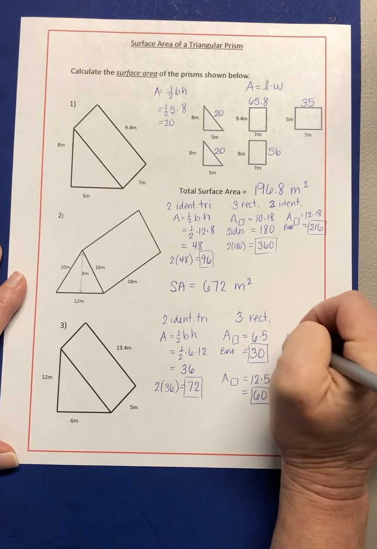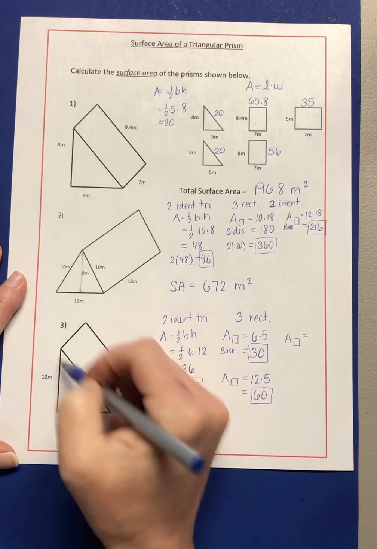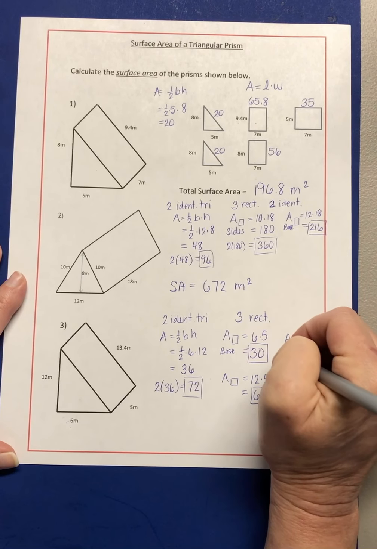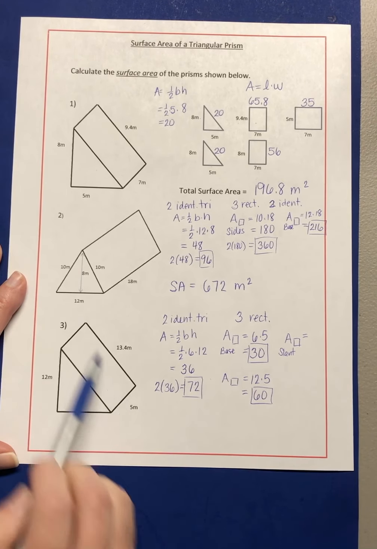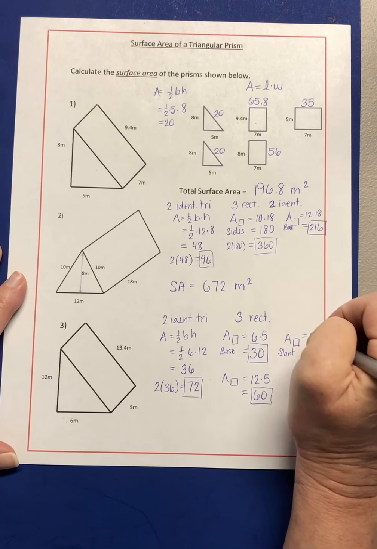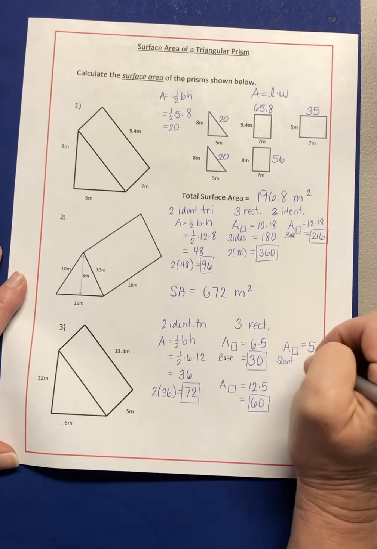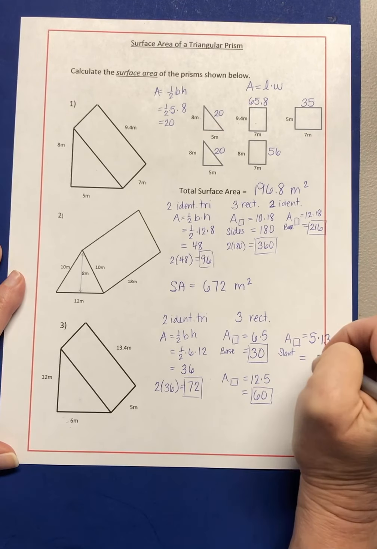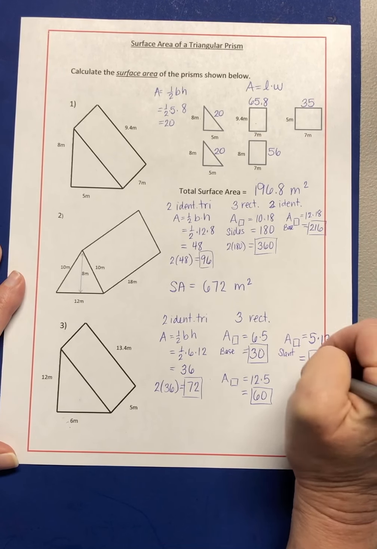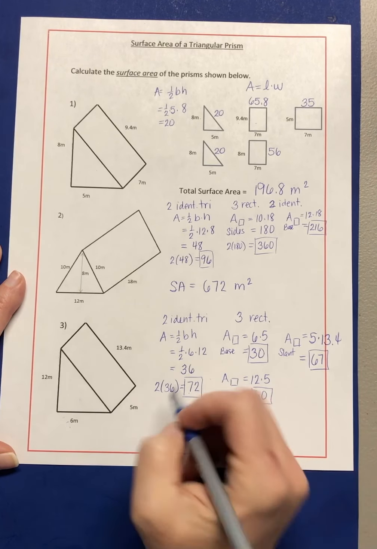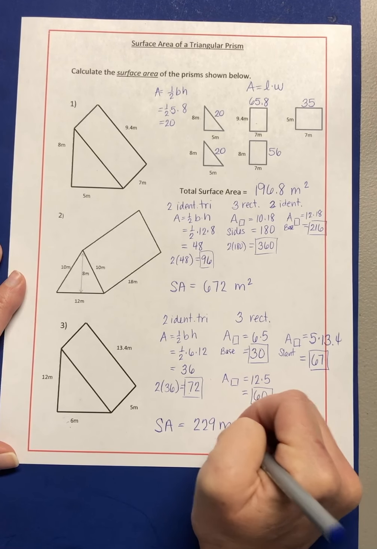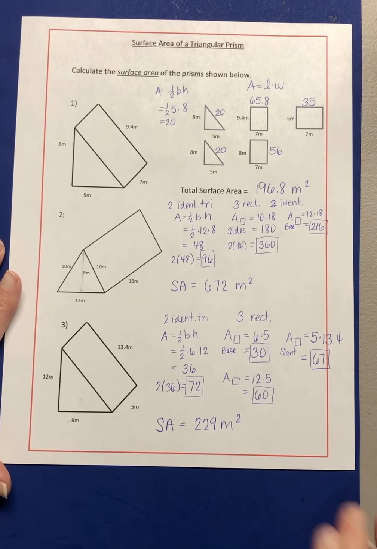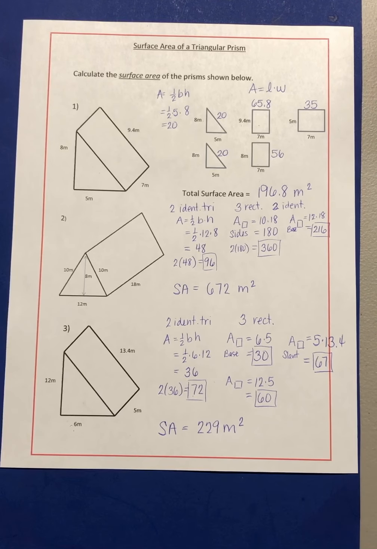Okay, and then my last rectangle, I'm going to call it kind of like the slant part there, however you want to think about that. But that's going to be a 5 and a 13.4. So I'm going to be multiplying 5 times 13.4. And if I multiply that together, that's going to give us a 67. So if we add these numbers together, our overall surface area is going to give us 229 meters squared. Okay, so check your work with what you see here, and hopefully you did those. All right.